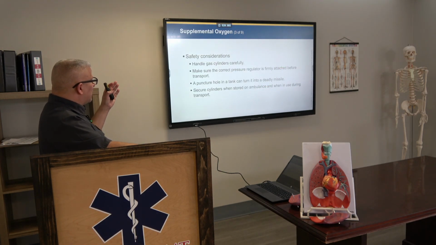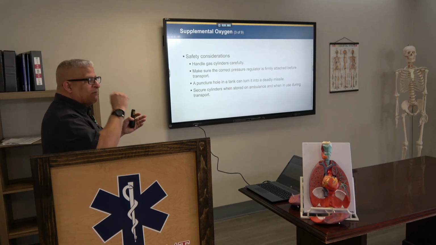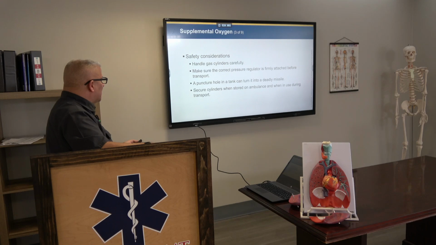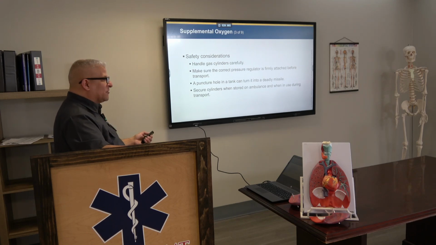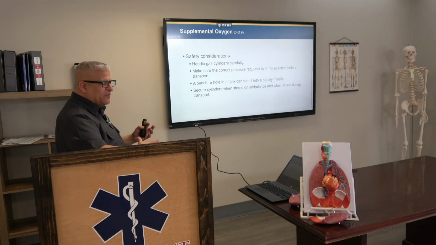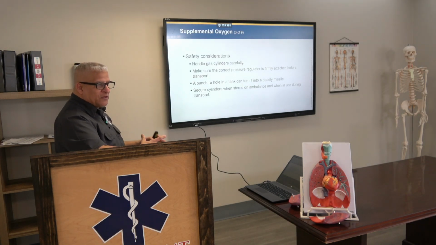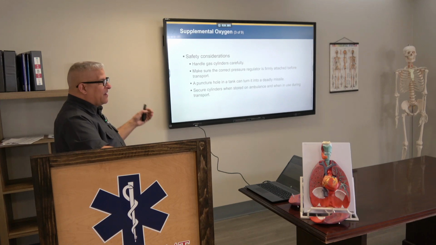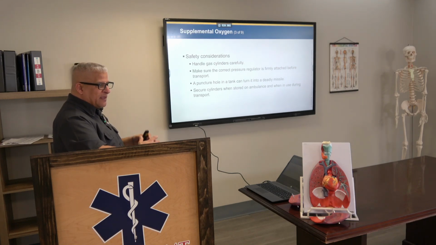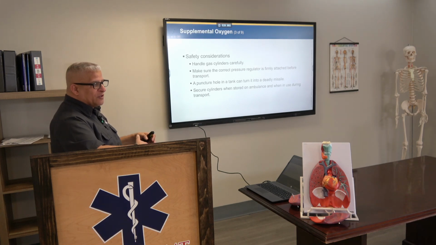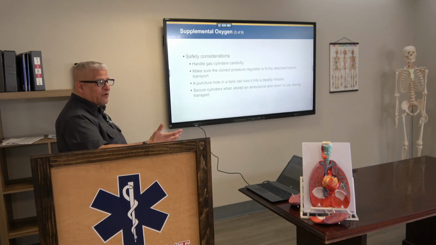So, safety conditions: handle gas cylinders carefully. This is a gas. Make sure the correct pressure regulator is firmly attached. If we puncture a hole in this tank, it can become a deadly missile because the tank itself works off of 2,000 psi. Secure the cylinders when stored in the ambulance. Anytime you have oxygen bottles in the ambulance, they are secured. Your in-house one is secured standing up with brackets, and your portable ones are going to either be secured in your airway bag, or secured somewhere else in the ambulance, maybe to the stretcher or an extra bracket attached to the wall.